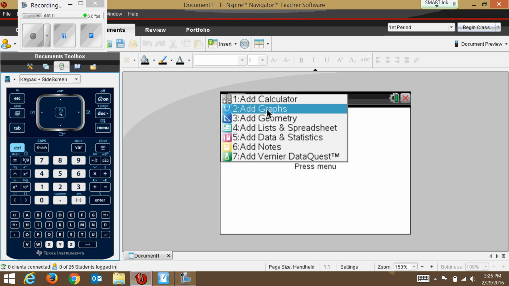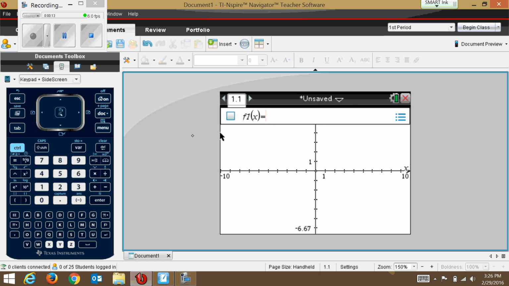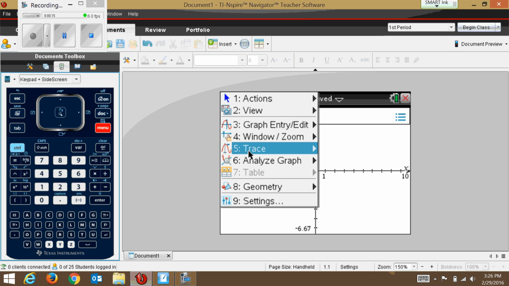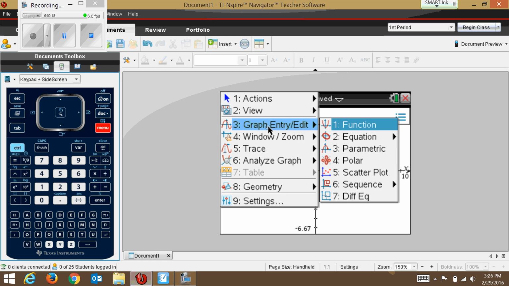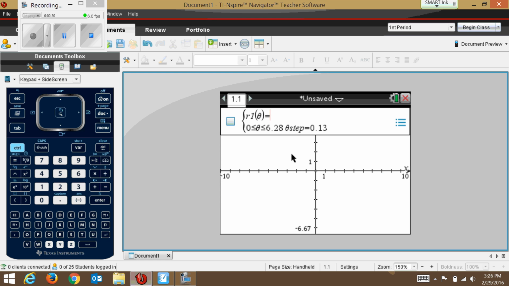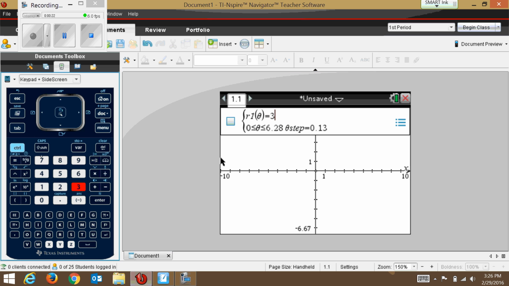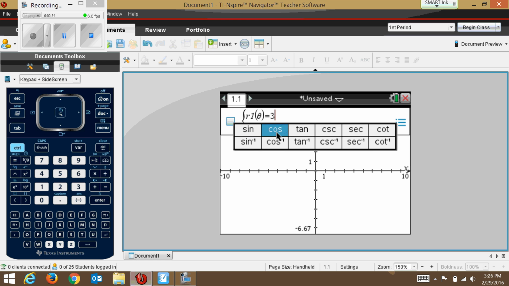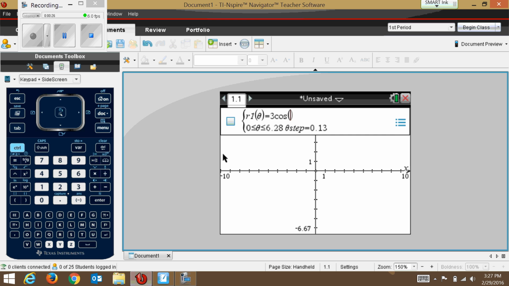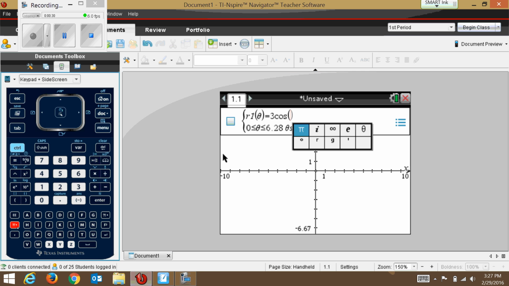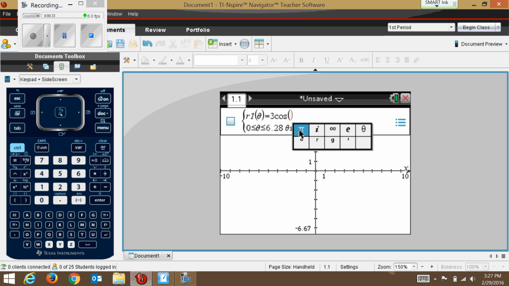If I come over to my calculator, what I'm going to do is go to graph, and from here I'm going to hit menu and go down to the third option, which is graph entry. And there I'll choose polar. And now I can just type in my equation as it gave it to me. The equation was 3 cosine theta. So I need to make sure I use the correct symbols that they give me. And theta is located under the pi button right there.